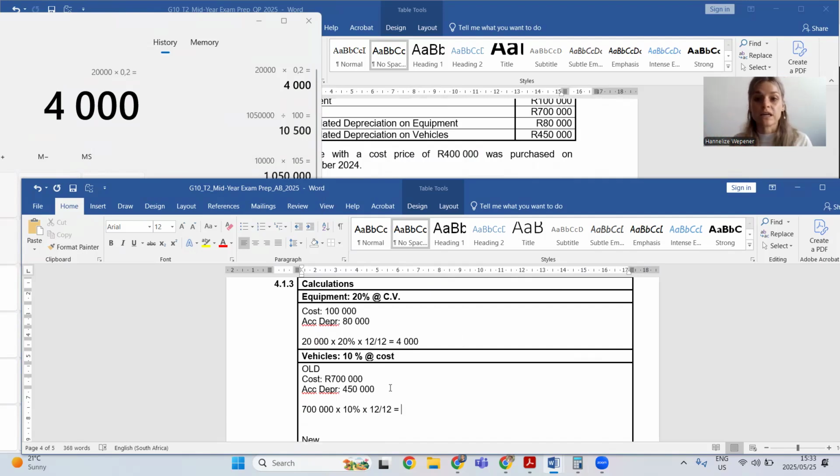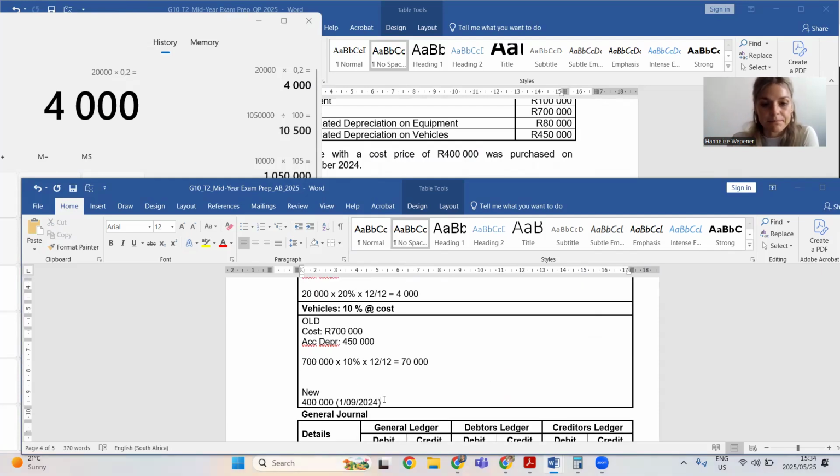You know that I always write the 12 over 12, just so that I don't forget to do it at a later stage if I didn't own this asset for the full financial year. So that's 70,000. Just remember that you must always double check, when you record this new depreciation movement for the current year, that your accumulated depreciation doesn't exceed your cost. Because remember, you may only write off an asset until it reaches a carrying value of 1 Rand. But we are still safe here because it's only 520 now, and our cost is 700,000.